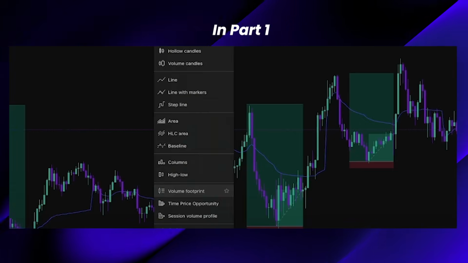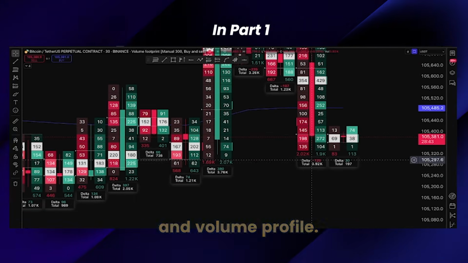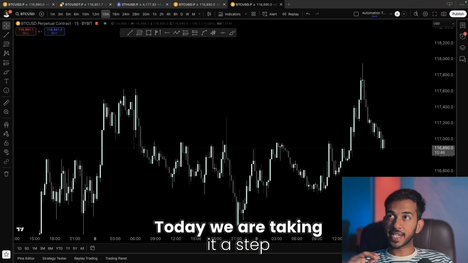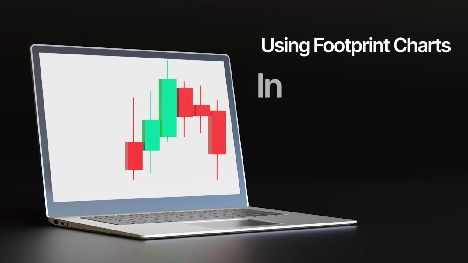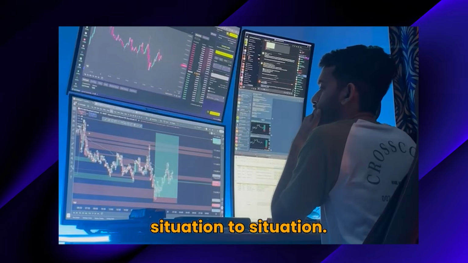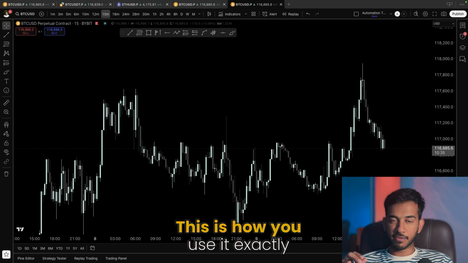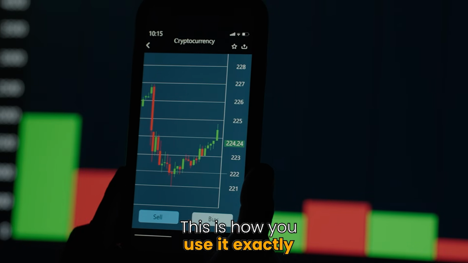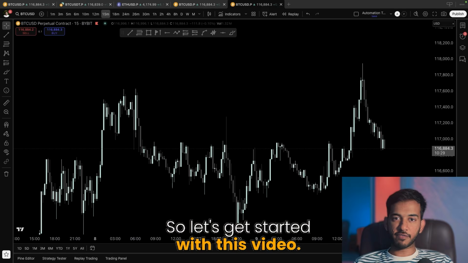In part 1, I showed you how to read footprints, the basics of delta, bid ask, and volume profile. Today we are taking it a step further. I'll show you exactly how to use footprint charts in real market situations. So this is no more about the basics of footprint. This is how you use it in a real market, in a real life scenario. So let's get started with this video.